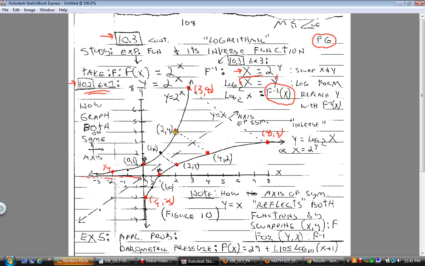Now that you understand this and we believe it, you can use that as a shortcut. (2, 4) became (4, 2). I swapped them. (1, 2), (2, 1). Look at (0, 1), (1, 0), the elbow points. You can come down here and look at these and see that you've got the swapping.